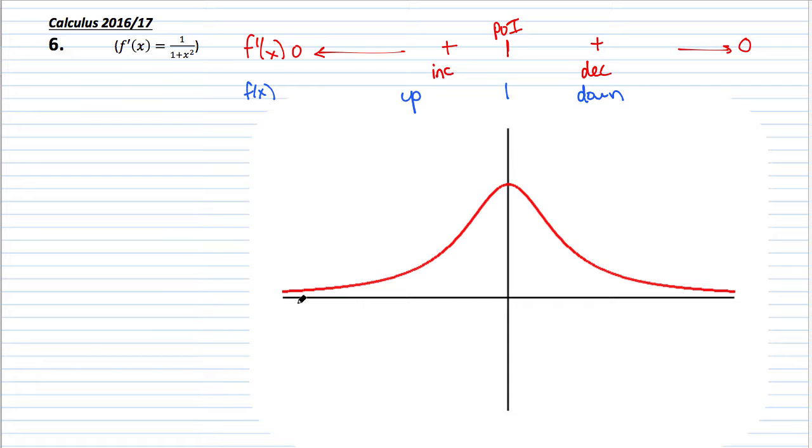So what does that mean? Well, that means I have a slope of 0 off to the sides, so here and here.